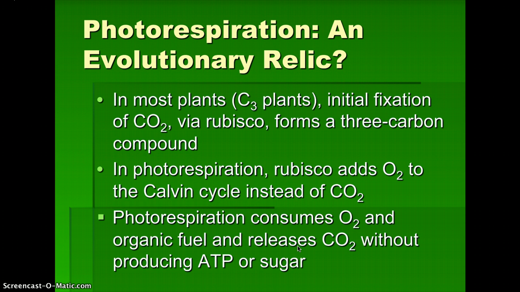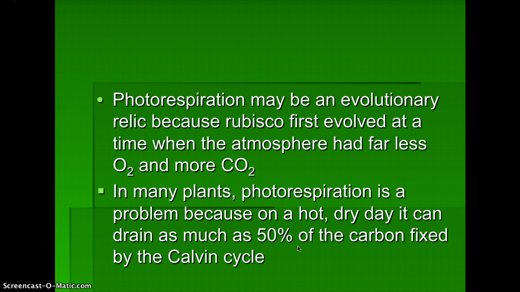In photorespiration, Rubisco adds oxygen to the Calvin cycle instead of carbon dioxide. So now we're going to see oxygen coming into play here in place of carbon dioxide. And photorespiration consumes the oxygen and organic fuel and releases carbon dioxide without producing ATP or sugar. Photorespiration may be an evolutionary relic because Rubisco first evolved at a time when the atmosphere had far less oxygen and more carbon dioxide.